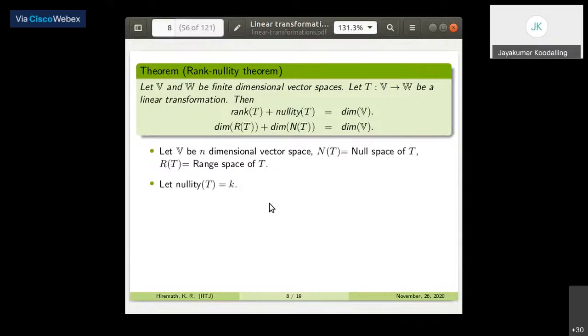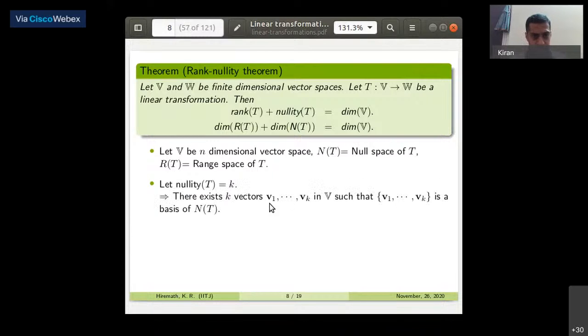This is the next thing that should come to mind. So it means that there are k elements v1, v2, ..., vk in V such that these k elements form a basis of the null space.